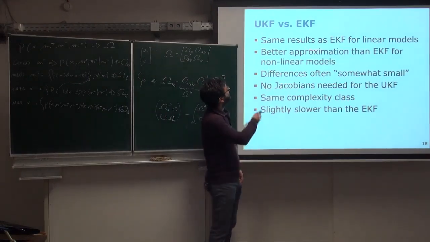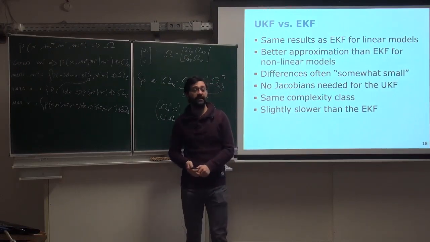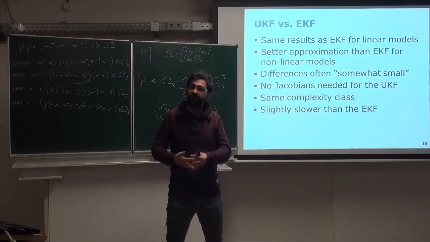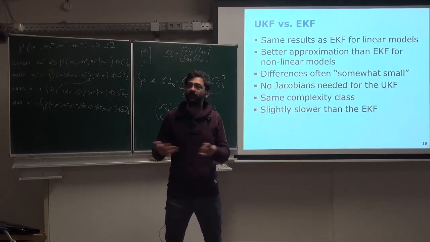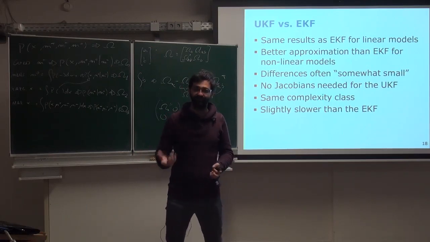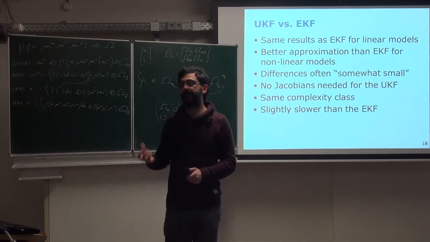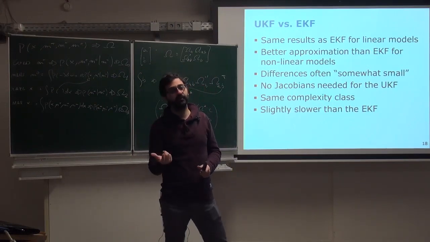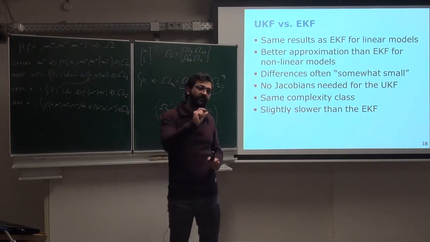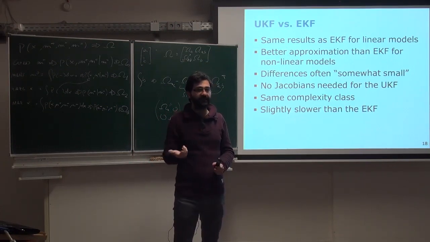So in principle, the UKF will give us the same results as the EKF for a linear model, because when we have a linear model, there is only one way of propagating the uncertainty. It doesn't matter how you do it. You're going to end up in the same place if the algorithm is computing it correctly. When we have a nonlinear model, then the UKF has a better approximation than the EKF. Okay? But sometimes the differences are so small that it doesn't really matter for practical purposes.